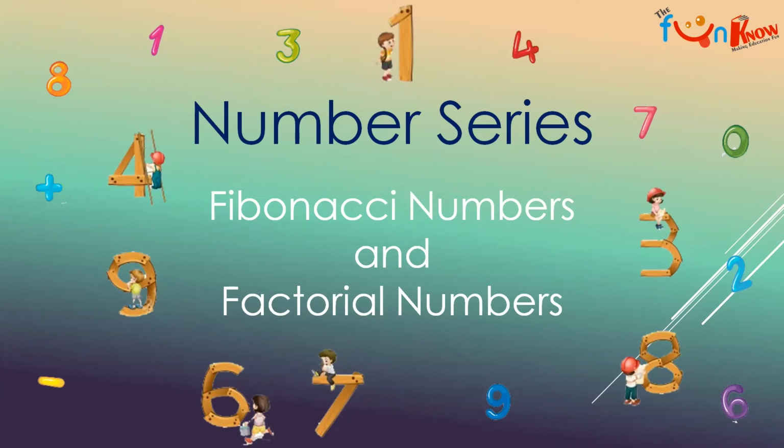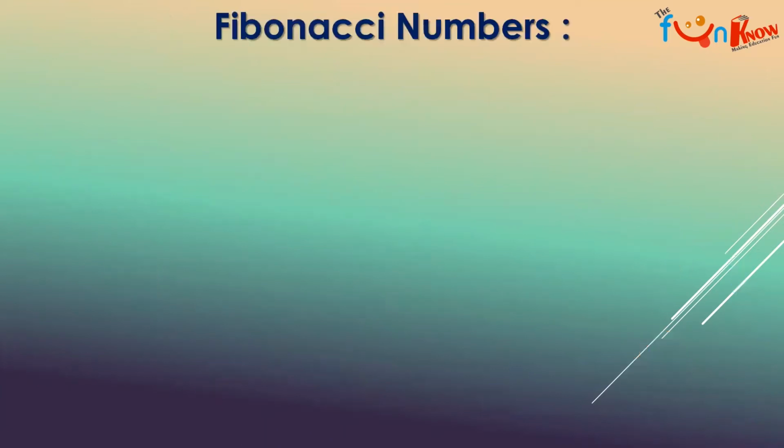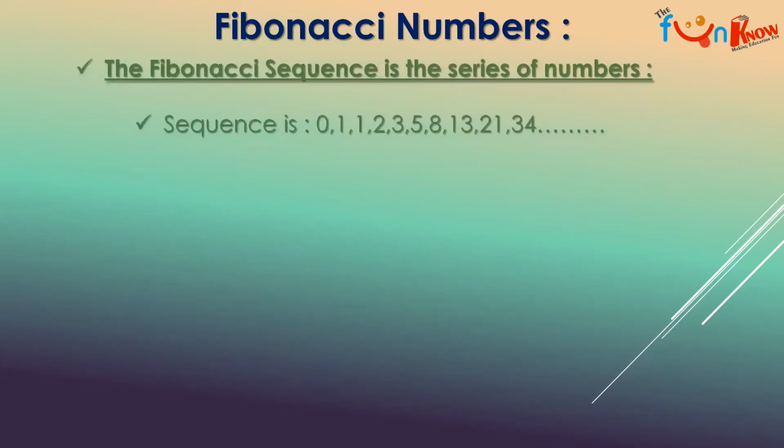Today we are going to learn about number series, and in this number series today we will focus on Fibonacci numbers and factorial numbers. Fibonacci numbers. A Fibonacci sequence is a series of numbers. The sequence is something like this: 0, 1, 1, 2, 3, 5, 8, 13, 21, 34.